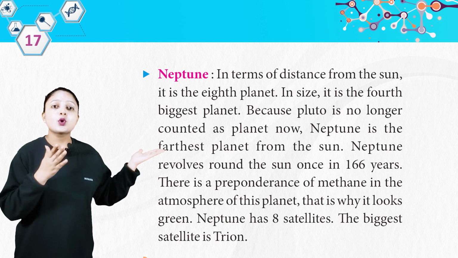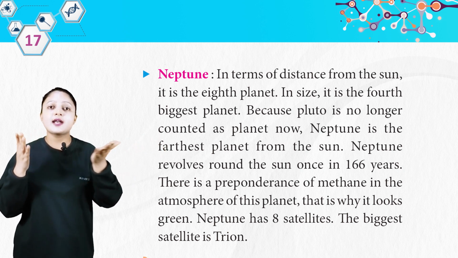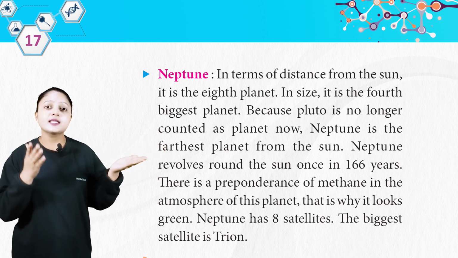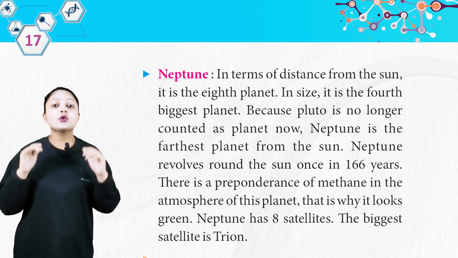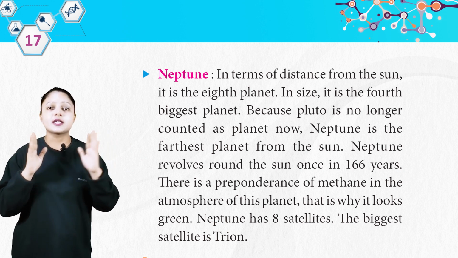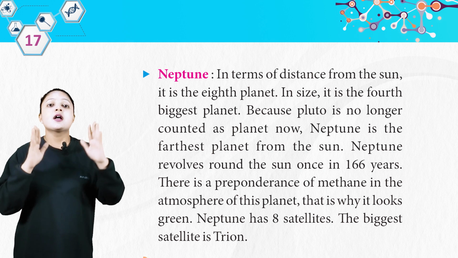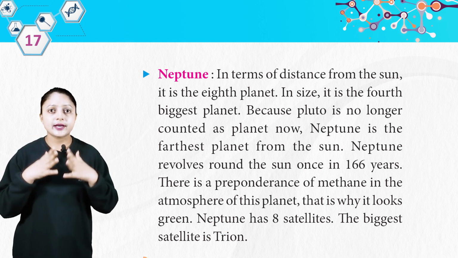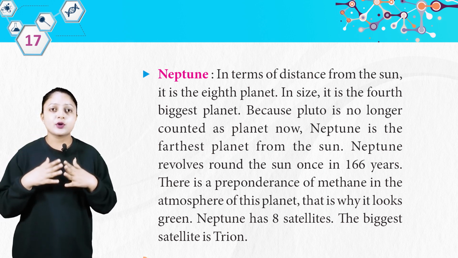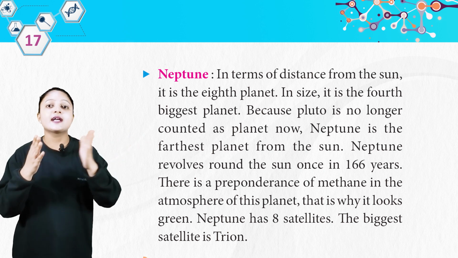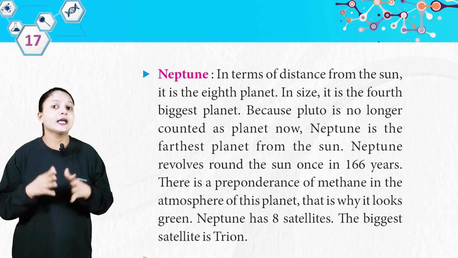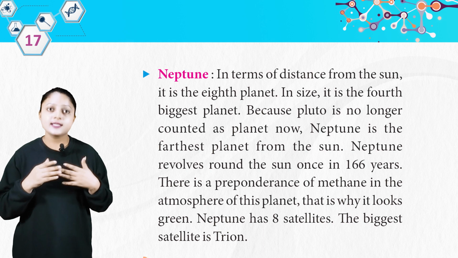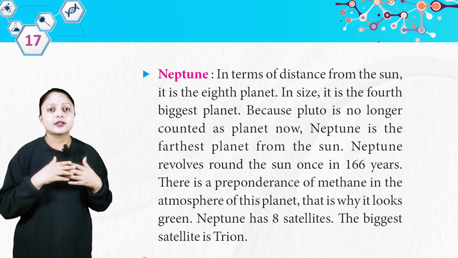Because Pluto is no longer classified as a planet now, Neptune is the farthest planet from the Sun. Neptune revolves round the Sun once in 166 years. There is a preponderance of methane in the atmosphere of this planet. That is why it looks green. Neptune has 8 satellites. The biggest is Triton.